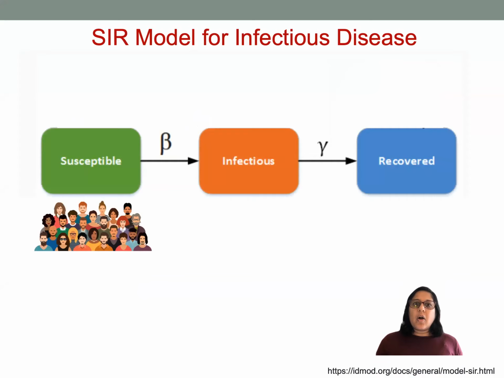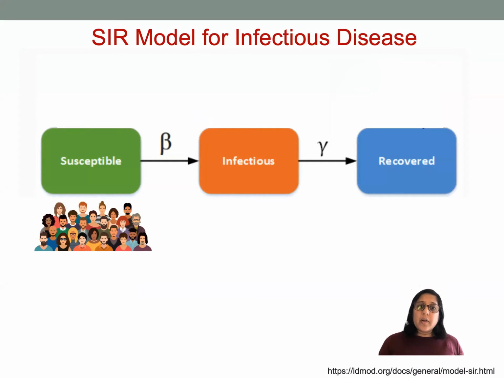In this video, I'm going to talk about how epidemiologists model the spread of the virus. I should preface this by saying that there are many different kinds of models for looking at disease spread. This is one of the common models used for infectious disease, called the SIR model. And that stands for susceptible, infectious, and recovered.